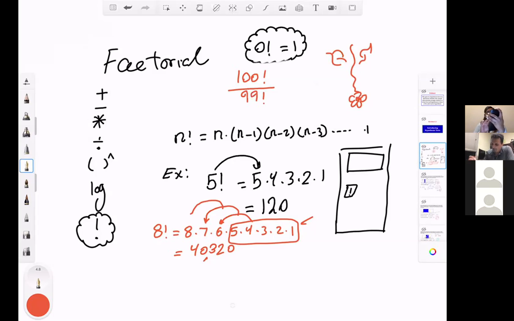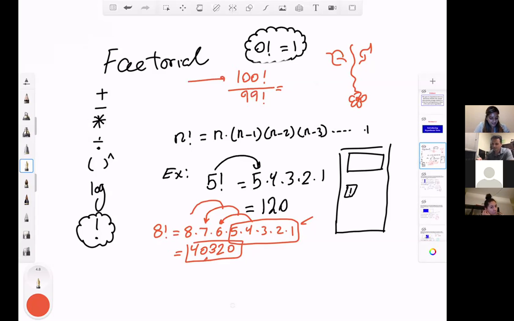But who solved this one? Even if you find factorial on your calculator, it's not going to be able to answer this, I believe. Anybody solve this? For 8 factorial, you say, oh, this is huge. What about 100 factorial? Your calculator will smoke.